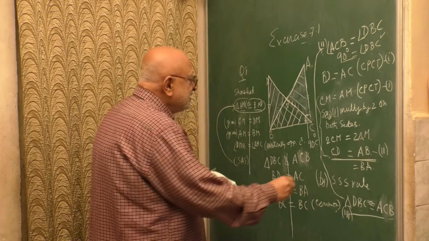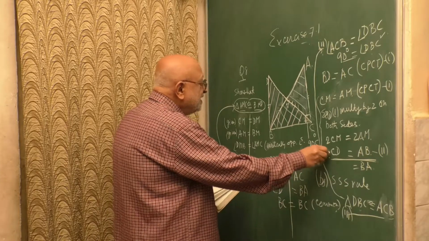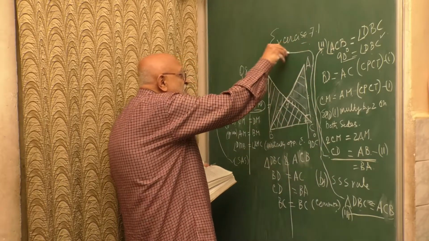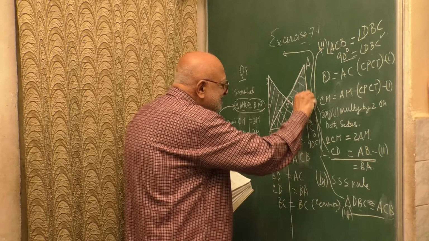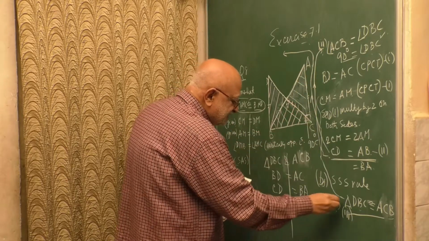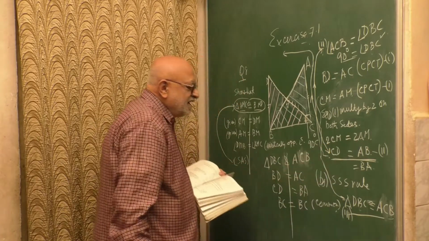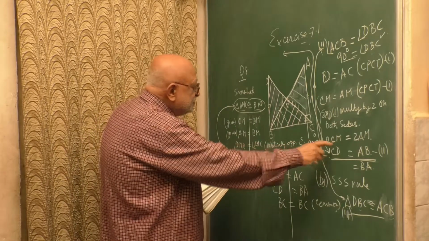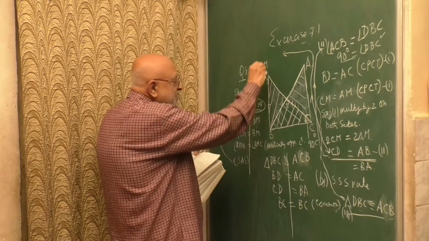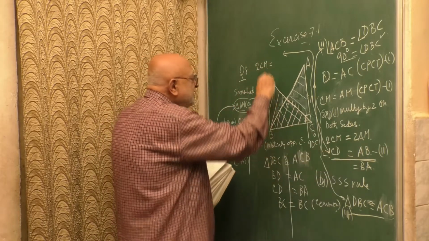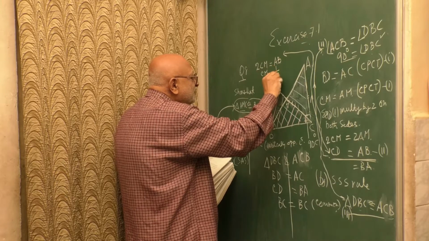Let us take this point from here, go around this and go here. This is for this and this is for this one. It starts here and this one is starting here. Now here you can see 2CM is equal to AB. Therefore, CM is equal to half AB.